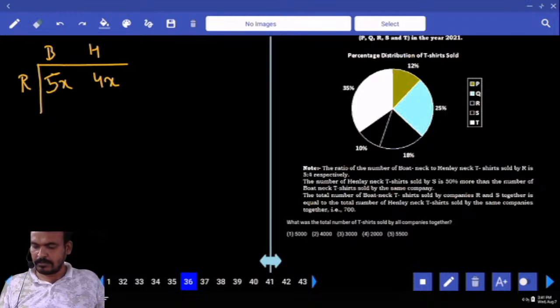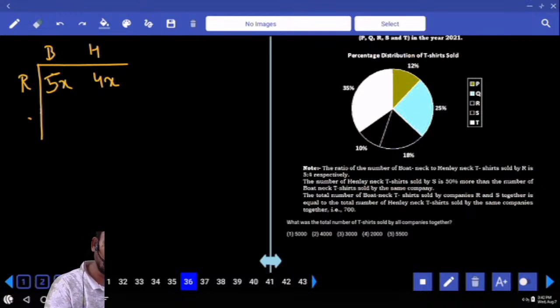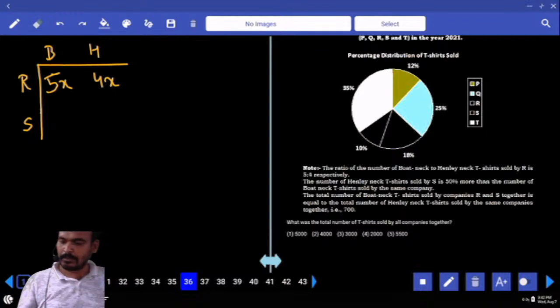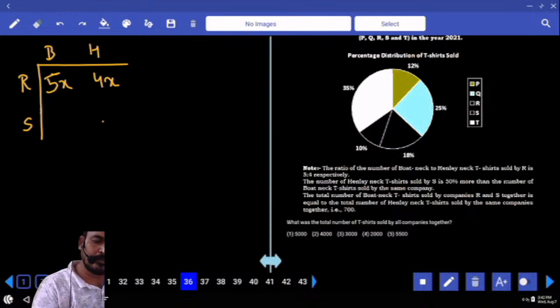The number of H t-shirts sold by S is 50% more than the B t-shirts sold by the same company. Same company or different company? Same company. 50% more means one is 2 parts, another one 3 parts. But which one is more? H or not? Okay. Suppose I consider the H value as 3y, then the B value is 2y. No?